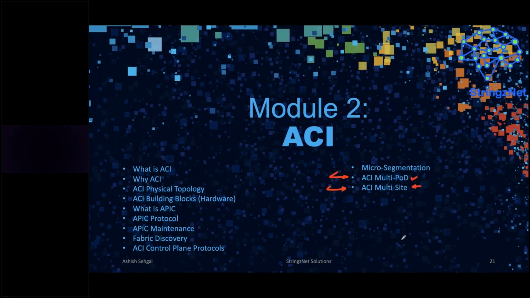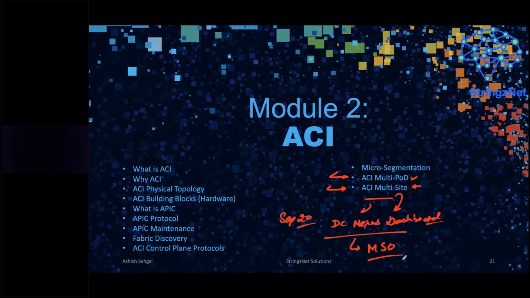dCloud is providing us an ACI multi-site lab. Not only that, now starting from September 20th, thank you so very much to Cisco dCloud for introducing data center Nexus Dashboard, in which they have included multicast as well. So dCloud gives us the very first hands-on with data center Nexus Dashboard, from where we get our multi-site orchestrator to do our multi-site configuration. These come with a lot of challenges, but there are a lot of facilities also.